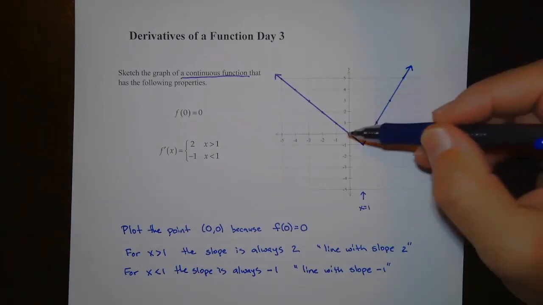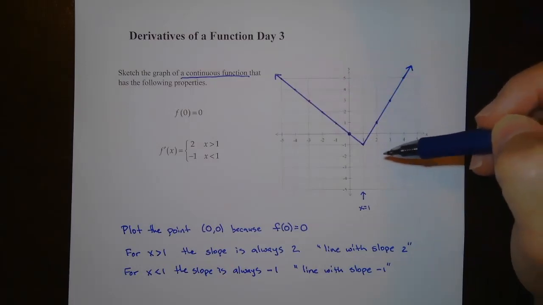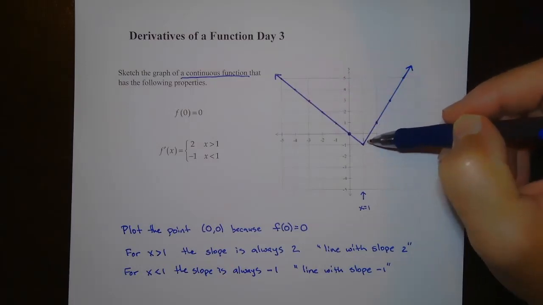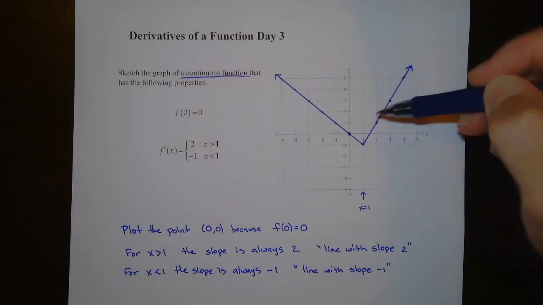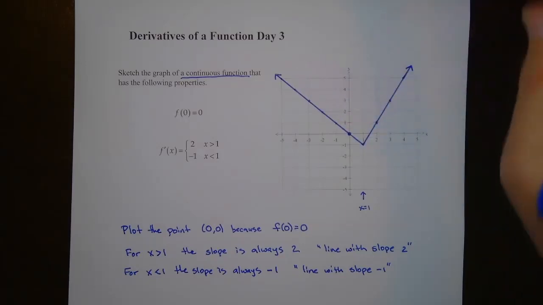This function goes through 0, 0. It's continuous. There's no breaks in it. To the right of 1, okay, to the right of 1, the slope is 2. And to the left of 1, the slope is negative 1. And that's how you would do a problem like this.